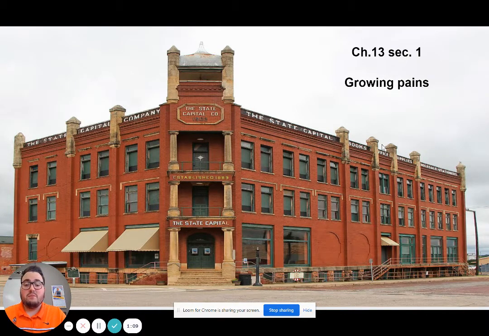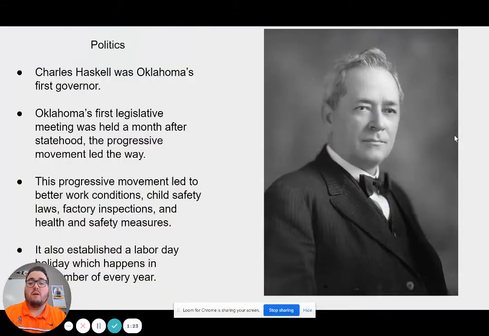This is a picture of the old state capitol building in Guthrie, Oklahoma. We're going to get into why Guthrie eventually loses the title as Oklahoma's state capital. Obviously, hopefully you guys know that Oklahoma City is the new capital of Oklahoma. So, moving on. Politics.